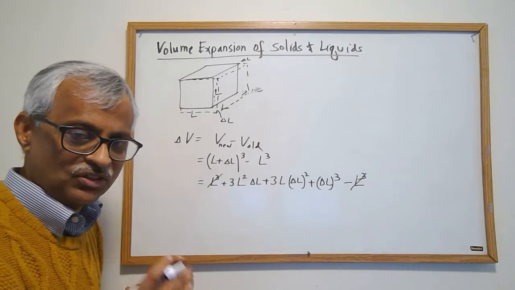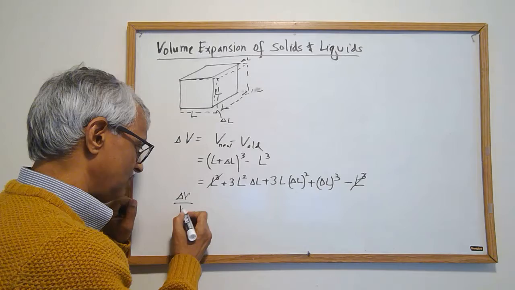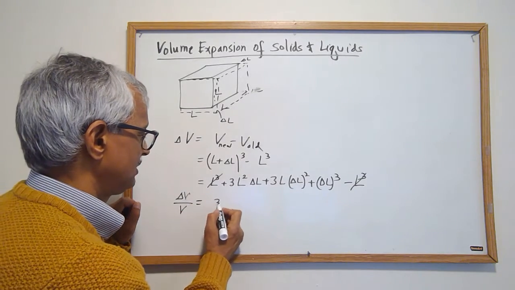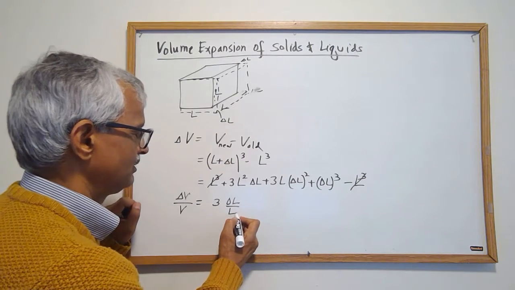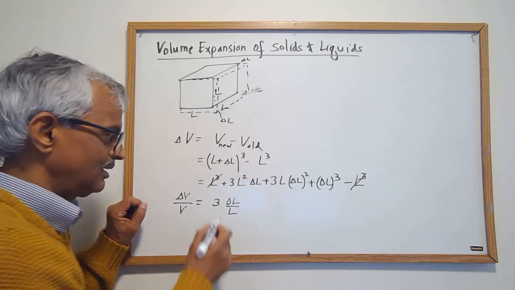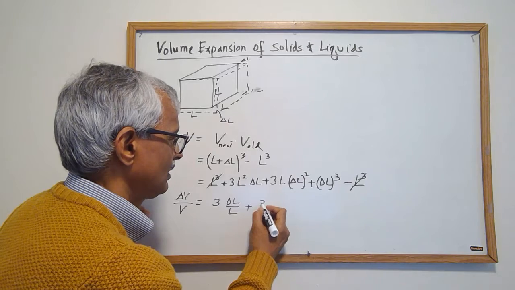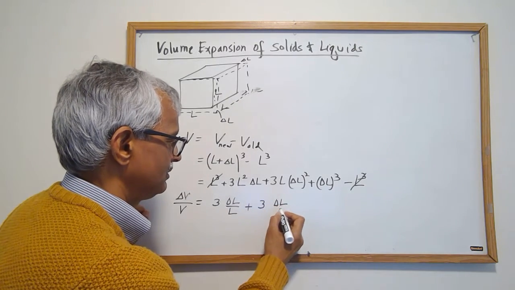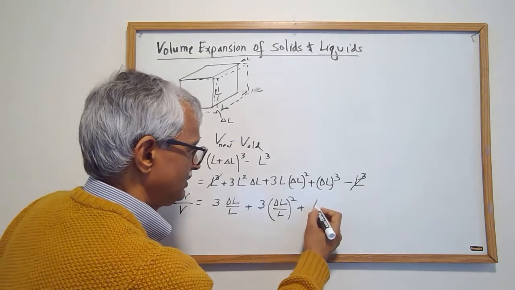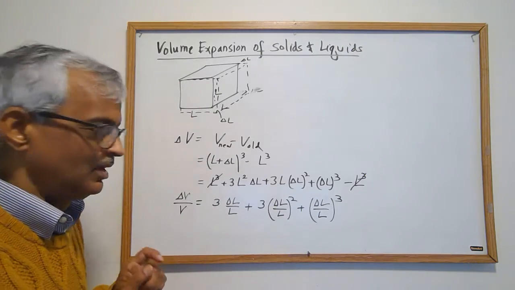What we are interested in is the strain, right? How much is it strained? So I'm interested in delta V over V, which is L cubed. So divide by L cubed. So this is 3 delta L over L, or 3 times delta L over L, and the other one is 3 times (delta L over L) squared, and this is (delta L over L) cubed.